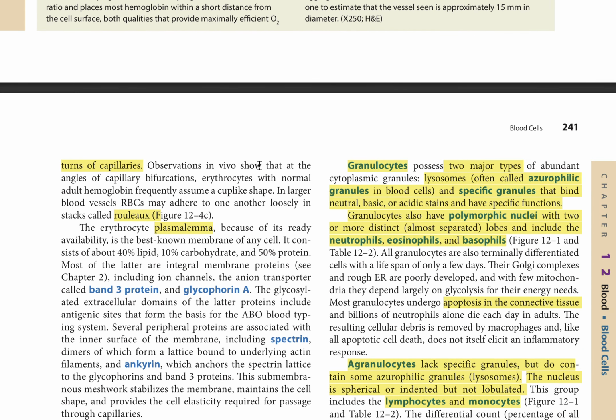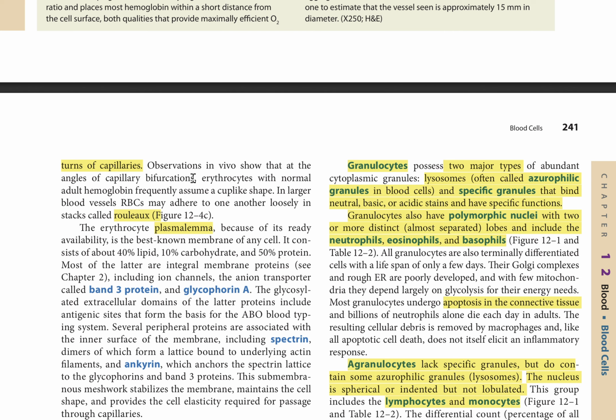Observation in vivo shows the angle of capillary bifurcation. Capillary bifurcation means that one capillary is dividing into branches. Bifurcation means division of branches, like a tree has different branches. So bifurcation is the branches.